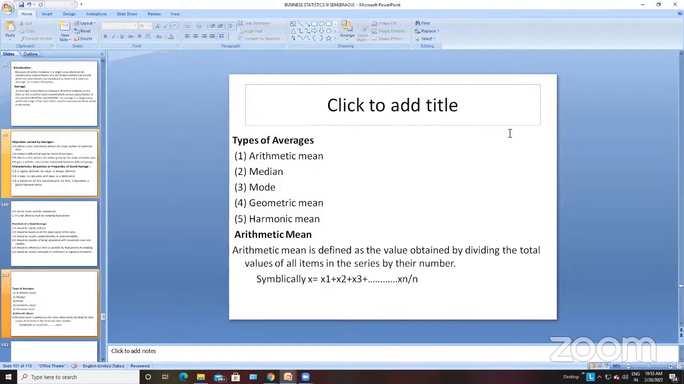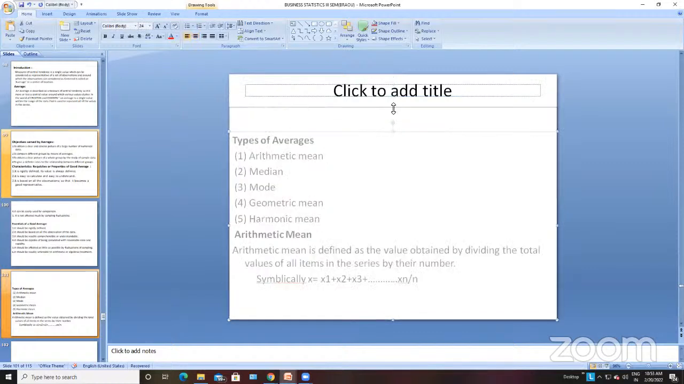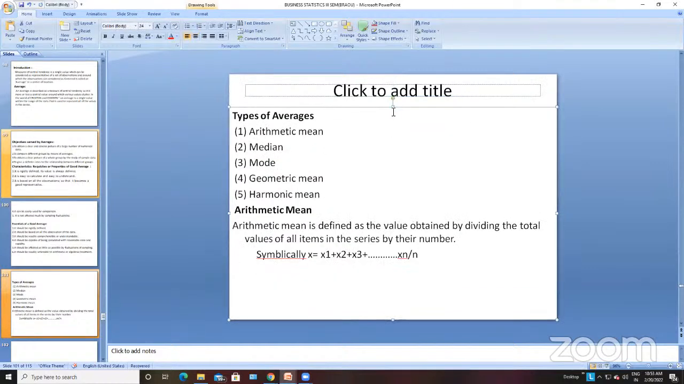Now we are going to study, according to this, the arithmetic mean. We will be having the types of averages. One is the arithmetic mean. These all come under the types of averages: arithmetic mean, median, mode, geometric mean, and the harmonic mean. Is it clear?